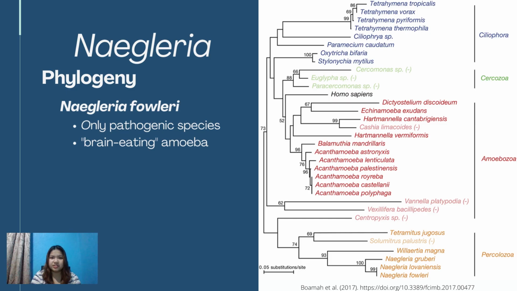For its phylogeny, as you can see at the bottom of the tree, Naegleria are Percolozoa, a group of colorless protozoans that are able to shift among amoeboid, flagellated, or encysted forms. There are three species given here: N. gruberi, N. lubaniensis, and N. fowleri. We will focus on the solely pathogenic species, N. fowleri, which is quite known as the brain-eating amoeba.